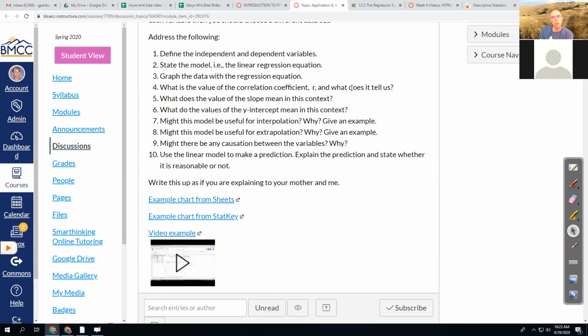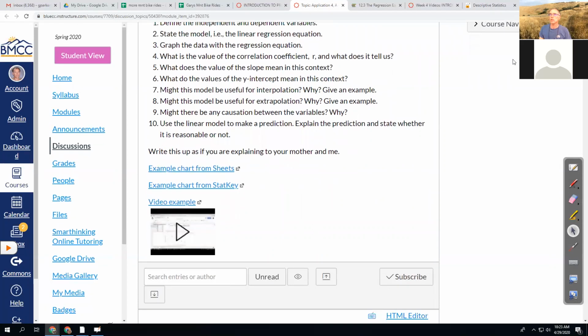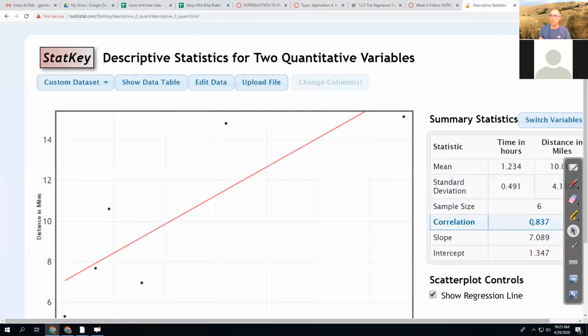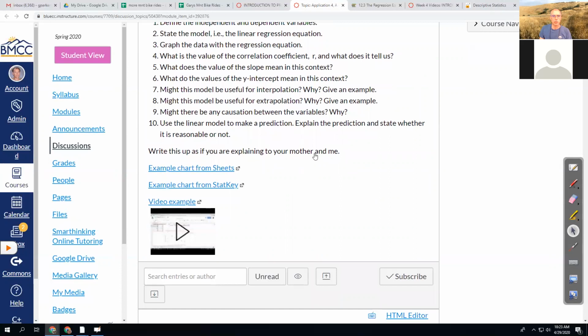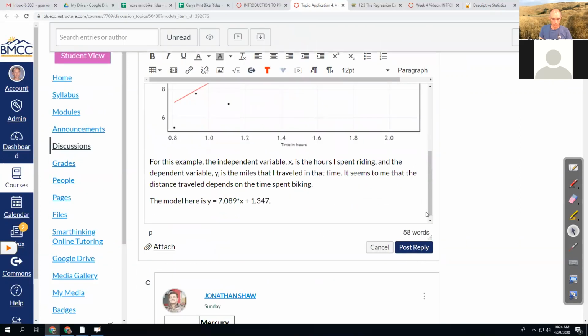What is the value of the correlation coefficient and what does it tell us? Okay, so Stacky says the correlation coefficient is 0.837. And I do want to compare that to what a spreadsheet gives me because I use spreadsheets for my homework usually. All right, let's see. There seems to be a strong connection, I'm thinking about my mom here, between these variables.